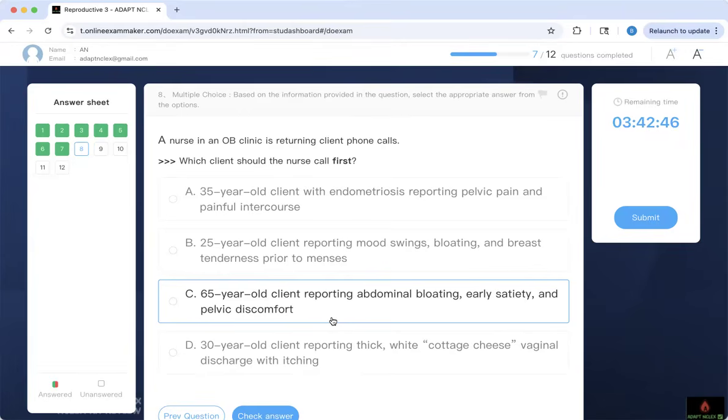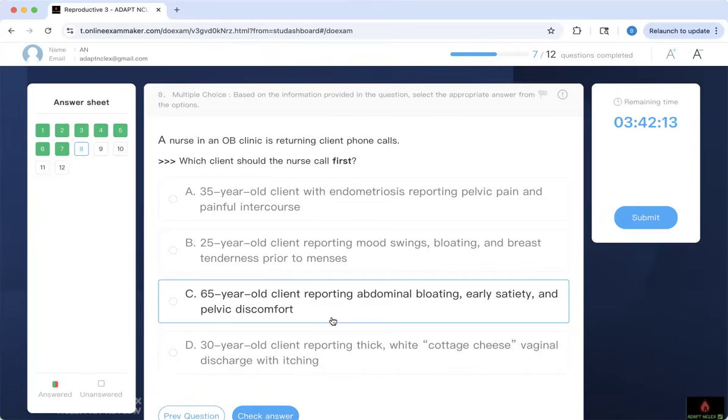35-year-old client. Patient has endometriosis. What do you expect? Well, pelvic pain when you have intercourse. 29-year-old client reports mood swings, bloating, breast tenderness prior to menses. Is that what you expect? 65-year-old reporting abdominal bloating, early satiety, and pelvic discomfort. Is that what you expect in a 65-year-old? And a 30-year-old reports what? Thick white cottage cheese vaginal discharge with itching. Who are you going to return the call to? The first one, second, third, or fourth?